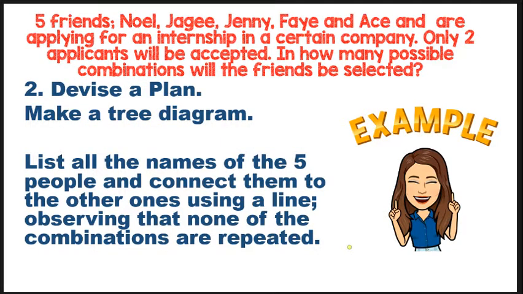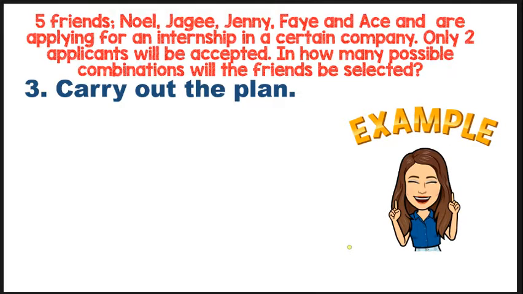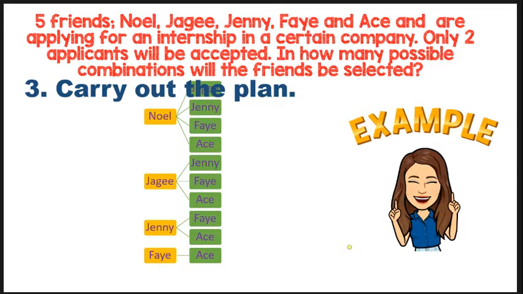Let's start with devising a plan. Make a tree diagram. List all the names of the 5 people and connect them to the other ones using a line, observing that none of the combinations are repeated. Carry out the plan. For this part, we can come up with this diagram.